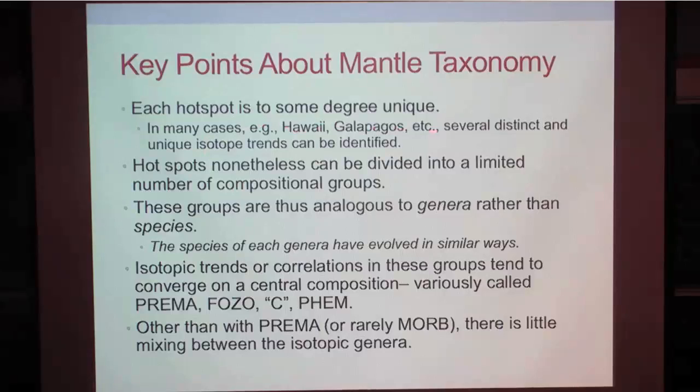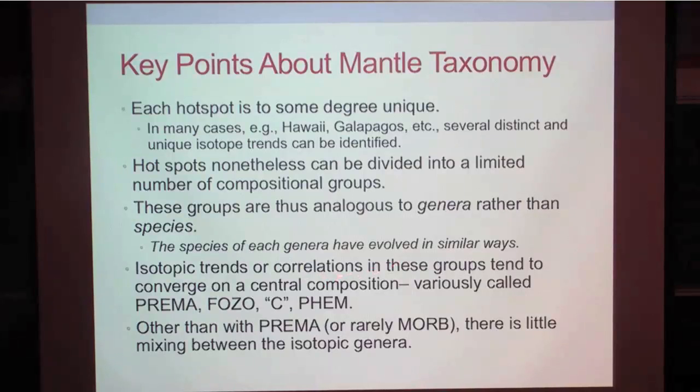In some cases, Hawaii, Galapagos, several unique isotopic trends can be identified, but they're nevertheless similar. Despite that, hotspots can be divided into a limited number of compositional groups. Al Hofmann called these species at one point. I think a much better analogy is genera, each of which has several species, the individual island chains. And the point is, the species of each genus have evolved in similar ways. That's why they group like that.